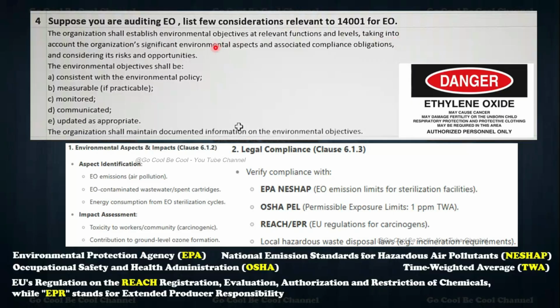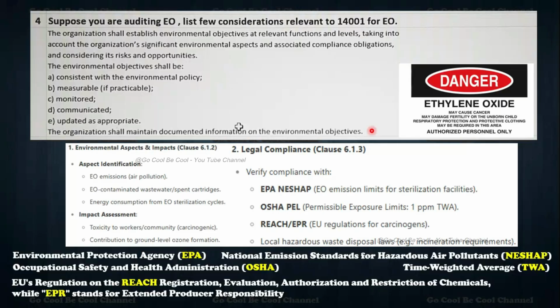The organization shall establish environmental objectives relevant to functions and levels, taking into consideration the organization's significant environmental aspects and associated compliance obligations, and considering its risks and opportunities. That is all the things we have. Environmental objectives shall be consistent with the environmental policy, measurable if practical, monitored, communicated and updated as appropriate. The organization shall maintain documented information on the environmental objectives. You can write it everywhere.